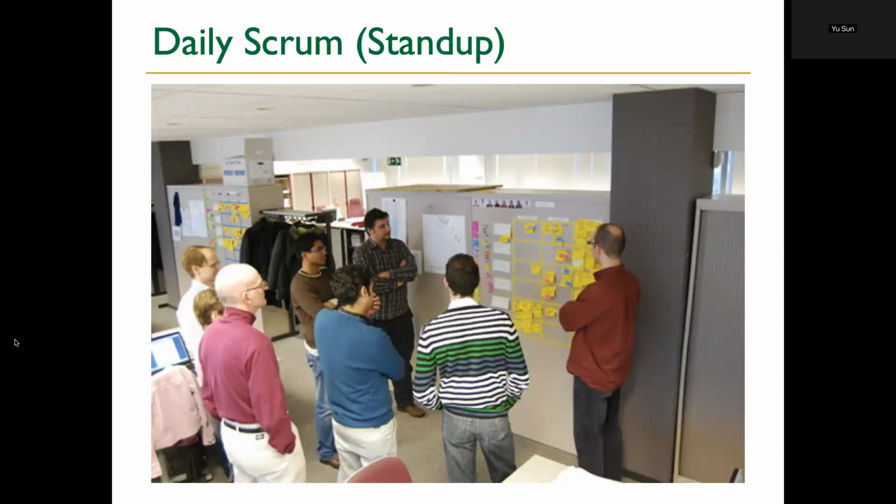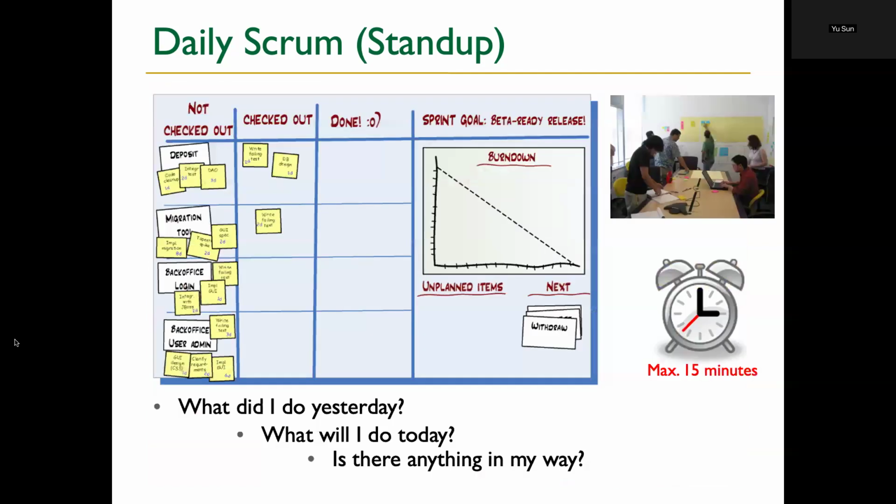So what they do, as you can see from here, is that all those little stickers are the tasks, issues, you already decided to work on. And then they have different columns. Maybe the previous image is better. They have a column called not checked out. That means nobody is actually working on this one yet. And then checked out means someone is working on it. And if it's finished, then you move it to that.